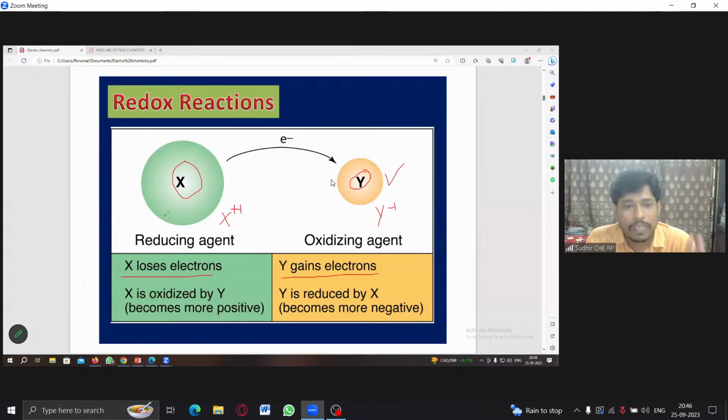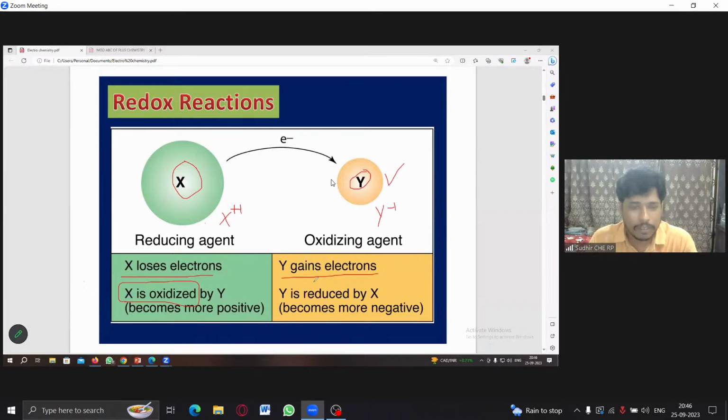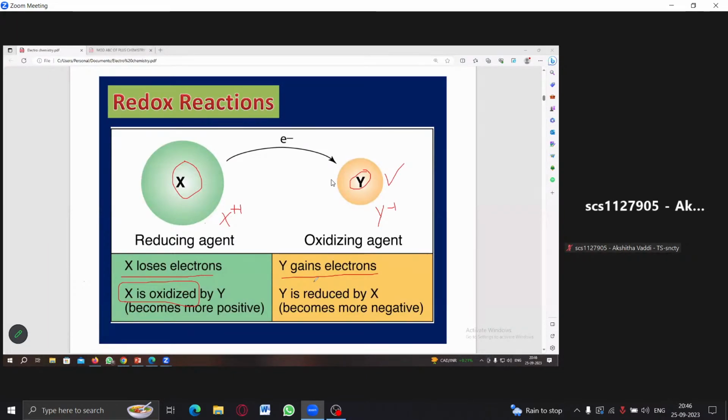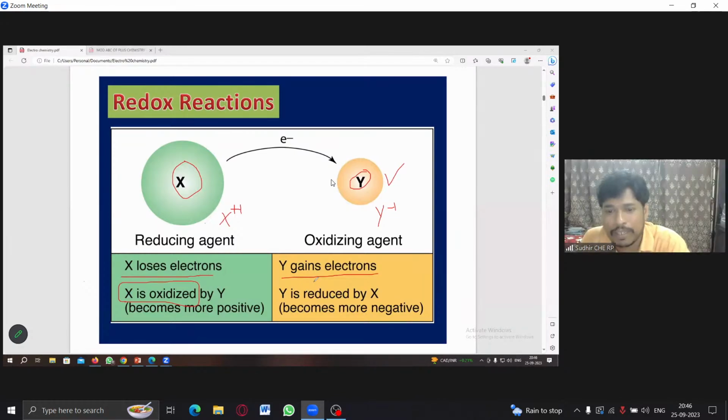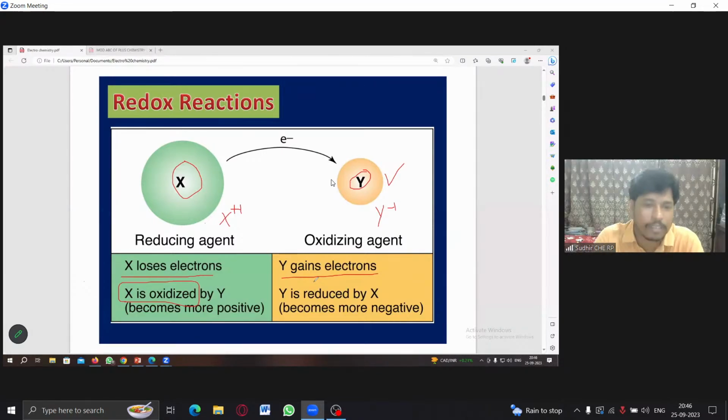Now X is losing electron, so can I say X is involved in the oxidation process? Yes, sir. X is losing electron, which means X is involved in the oxidation process. So loss of electron is called oxidation. Will you accept? That is accepted. Reduction I'll discuss separately. First, you conclude for oxidation. So for the statement that loss of electron is called oxidation, we got clarity.